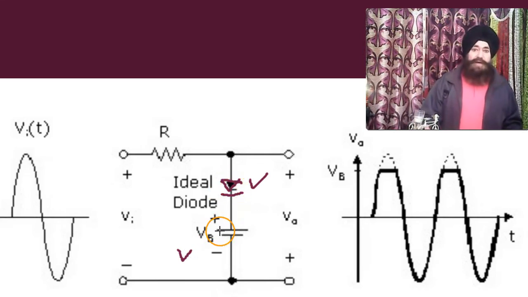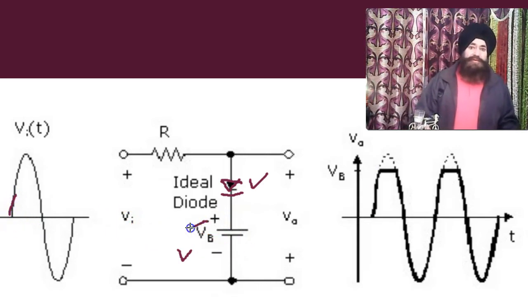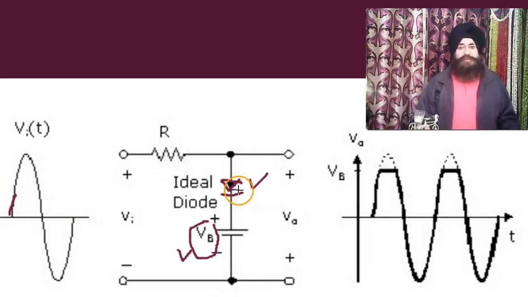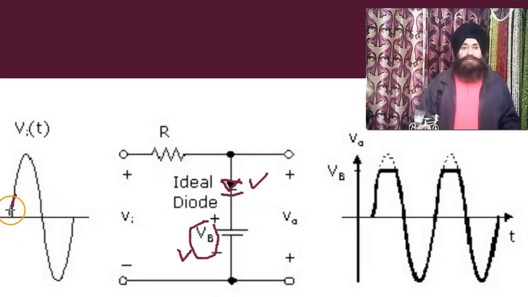When the diode is reverse biased with VB, and the positive voltage is coming, but this voltage is less than VB, it cannot make the diode forward biased, because VB is already making it reverse biased and this voltage is less. But simultaneously this voltage is increasing. A stage comes when it just becomes equal to VB.